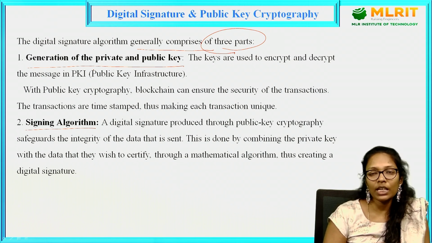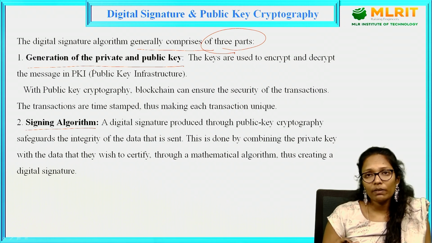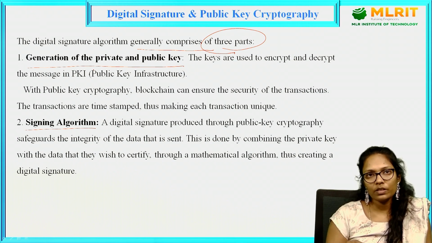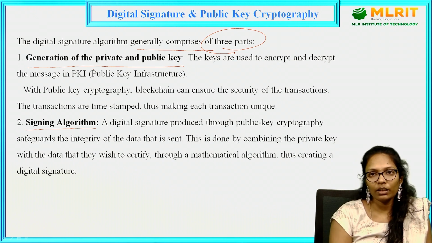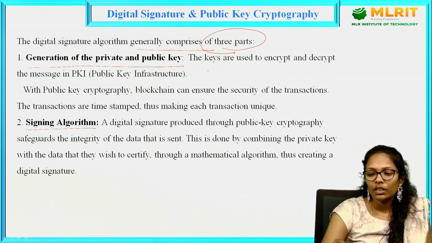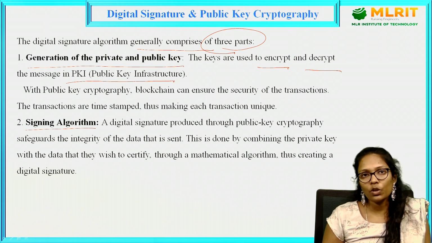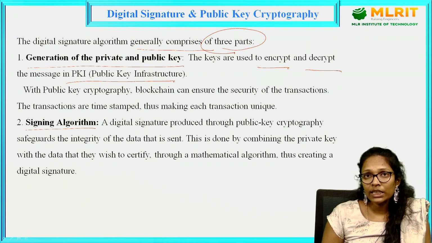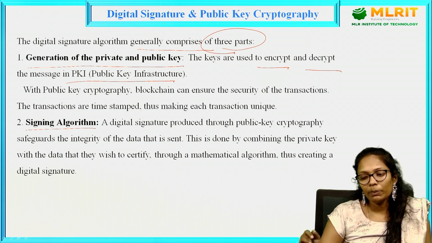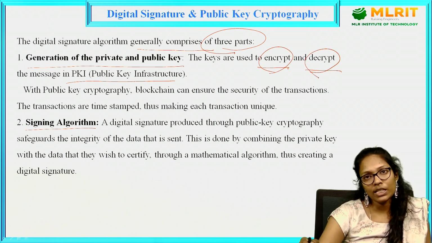One is private key and the other one is public key. The private key will be generated by the person itself, and the public key, by mutual understanding, both persons will understand and keep one key as a public key, right? These two keys are used to encrypt and decrypt in the public key infrastructure. So we are using public key infrastructure or public key encryption algorithm. In that, the public key and private key will be used to perform the encryption as well as decryption.